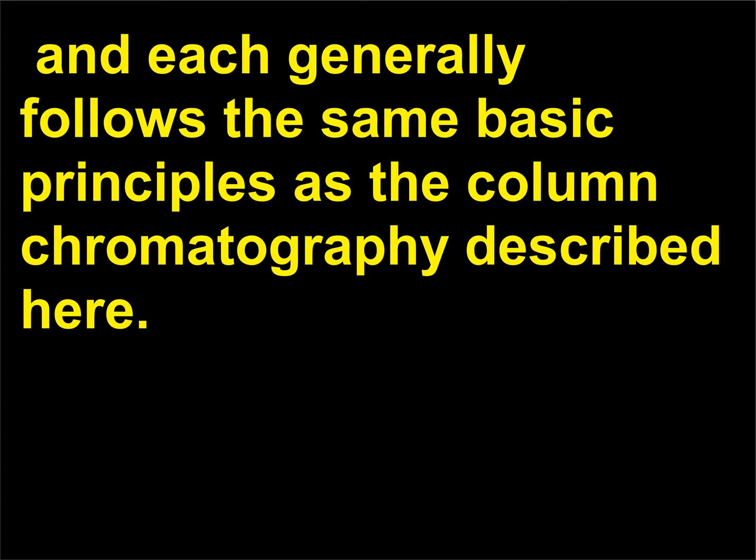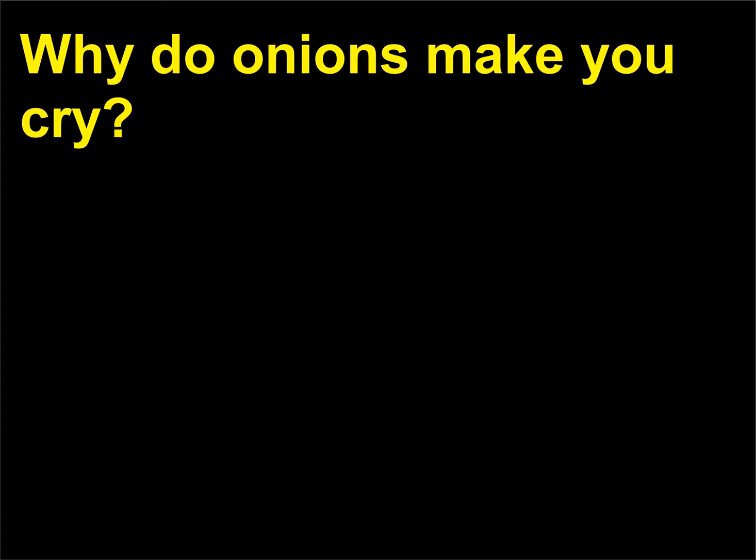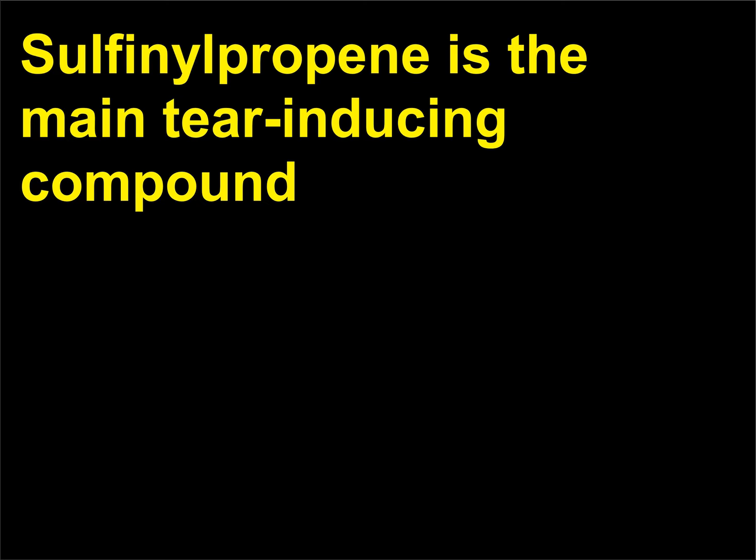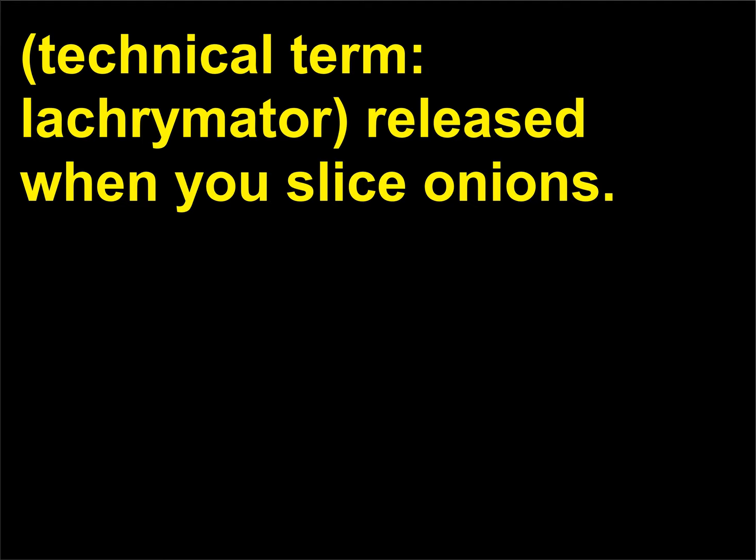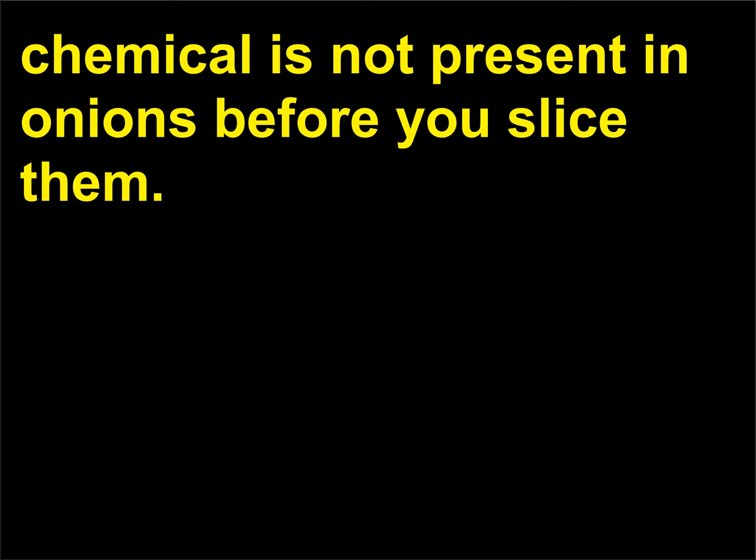Why do onions make you cry? Sulfonylpropene is the main tear-inducing compound. Technical term, lacrimator, released when you slice onions. The most interesting part of this story is that this chemical is not present in onions before you slice them.